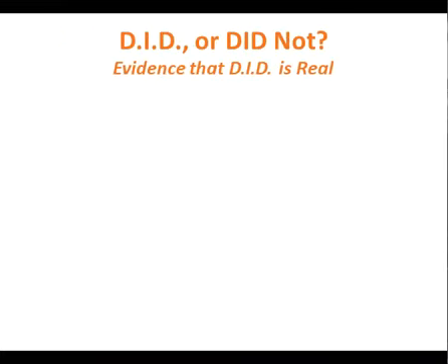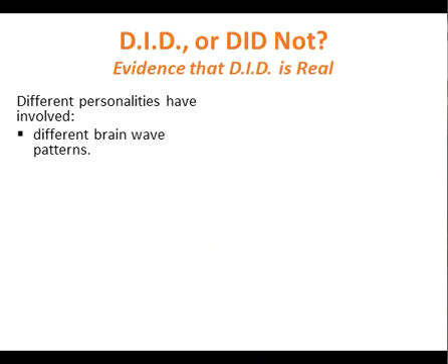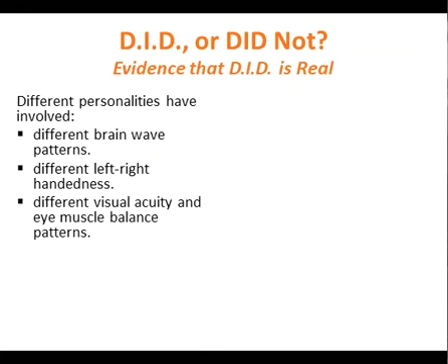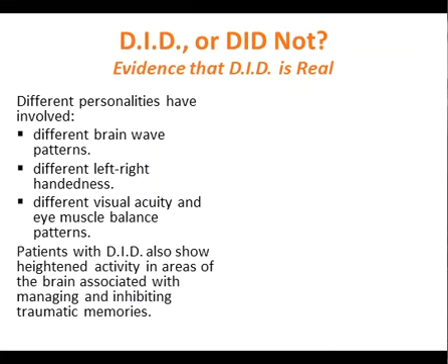Now, looking at the evidence whether or not DID is a real thing or not, different personalities have involved different brainwave patterns. So we have seen that if someone is a different personality, they seem to have a different set of brainwave patterns. Different left-right handedness. So someone who is born righty, they switch to another personality, they seem to be now able to use their left hand as their dominant hand. Different visual acuity and eye muscle balance patterns. Patients with DID also show heightened activity in areas of the brain associated with managing and inhibiting traumatic memories. So there's some evidence there.